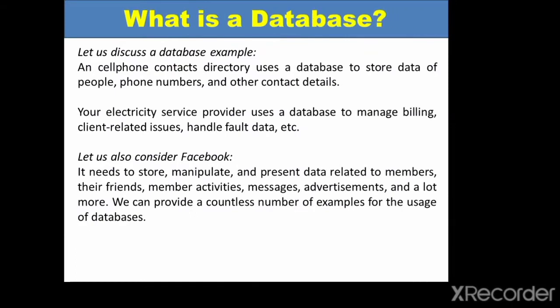So as I said, a cell phone contact directory uses a database to store data of people, phone numbers, and other contact details. Your electricity service provider uses a database to manage bills and client-related issues. For example, JPS has a large database, and within that database it stores the addresses of its clients, the names of the clients, the payment history, and the electricity usage. So they store a vast amount of data on each client.